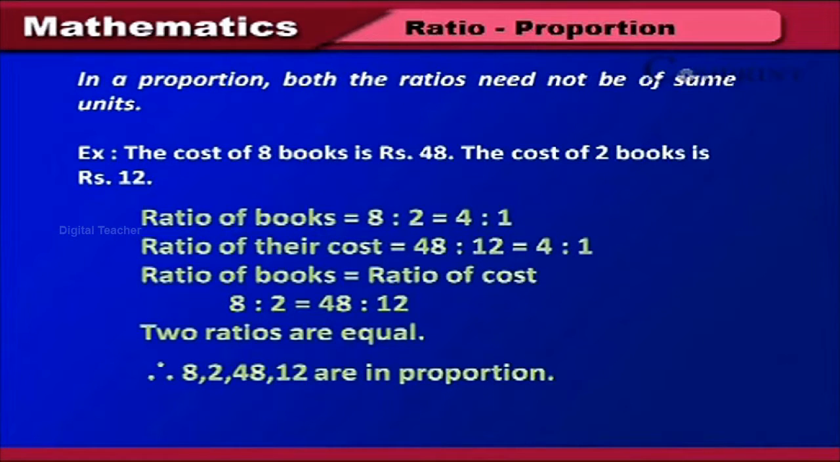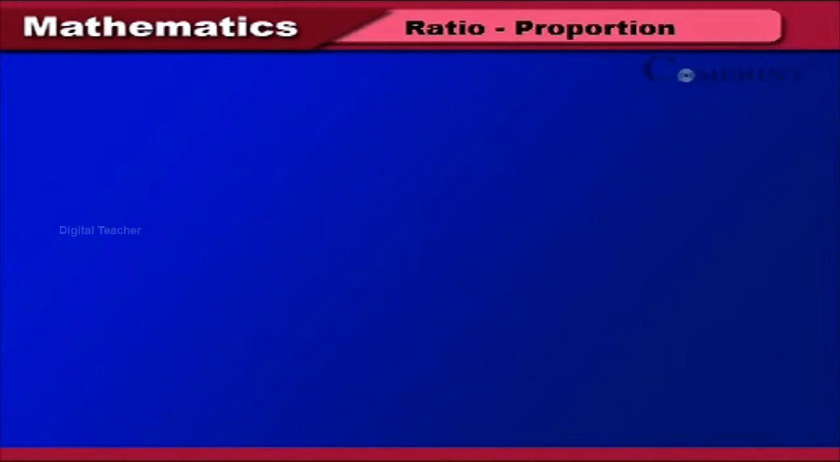8 is to 2 is equal to 48 is to 12. The two ratios are equal. 8, 2, 48, 12 are in proportion.